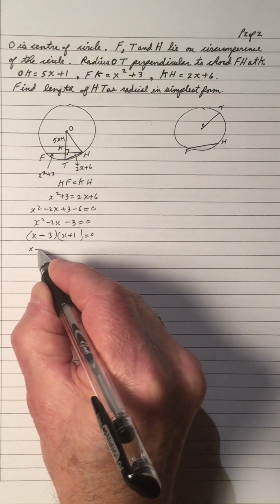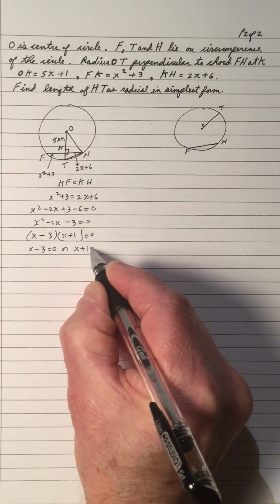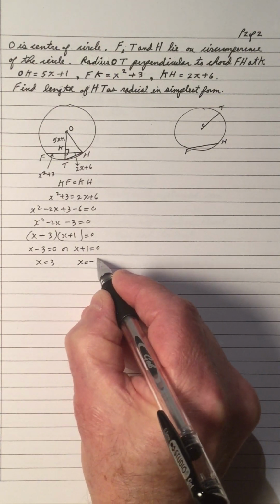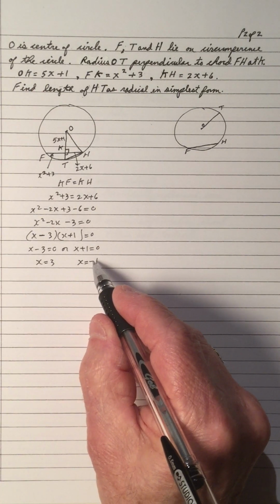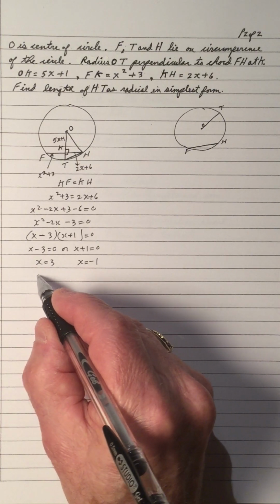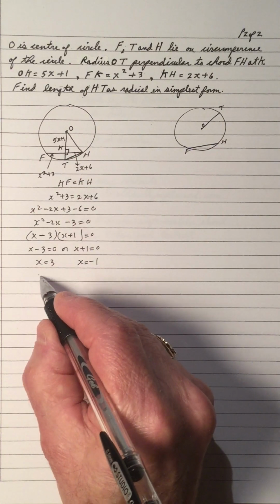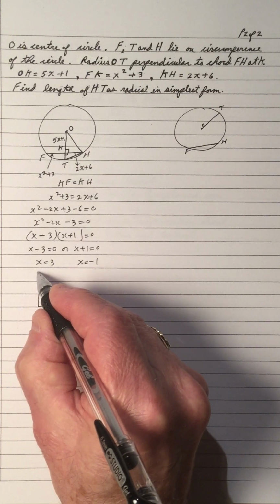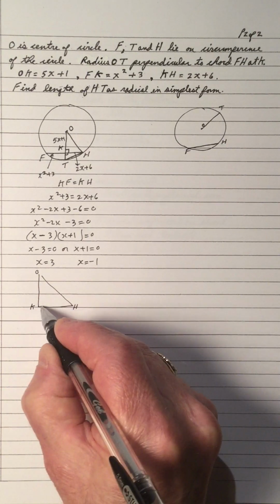So x minus 3 is equal to 0, or x plus 1 is equal to 0. Means x is equal to 3, or x is equal to negative 1. So we have two possibilities. So we have to check out the triangle. Let's check on the triangle OKH.